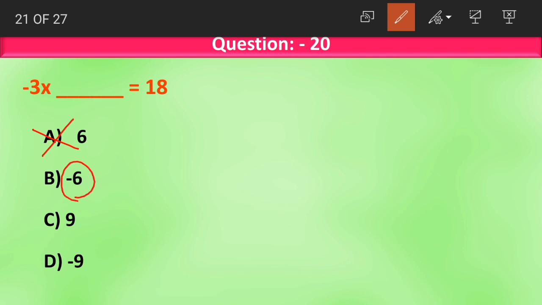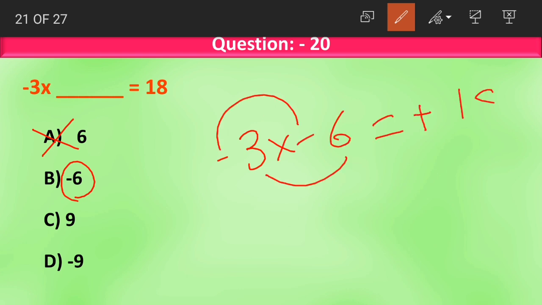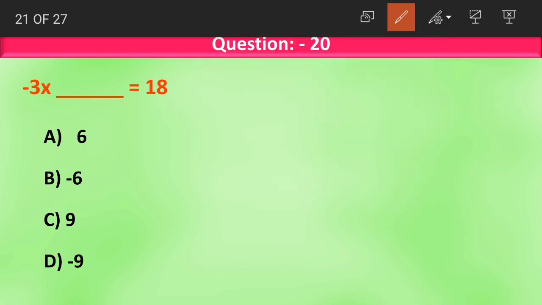Next, option B, minus 6. Minus 3 into minus 6 is equal to what? Minus into minus is plus. 3 6s are 18. Yes, LHS is equal to RHS. So, option B is our correct answer. Option B, minus 6. Or another way of solving this question is that minus 3 into x.